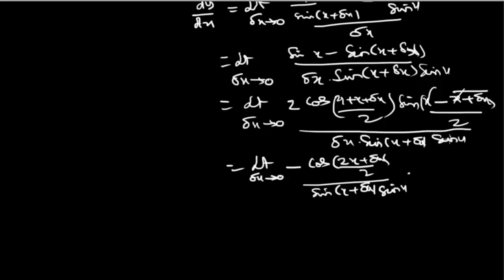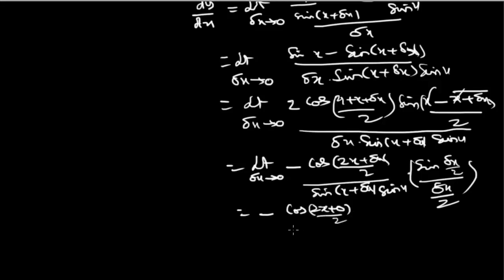Sin of minus delta x by 2 is minus sin delta x by 2, by delta x already there; the numerator 2 is brought down to the denominator and put in a bracket. This bracket is in the form sin theta by theta, theta tending to 0, that becomes 1. So it is equal to minus; wherever delta x is there, you write 0. Minus cos of (2x plus 0) by 2, by sin of x plus 0 into sin x. So here 2 cancels. 1 by sin x is cosecant x, but minus sign is there. Minus cosecant x, and cos x by sin x is what?